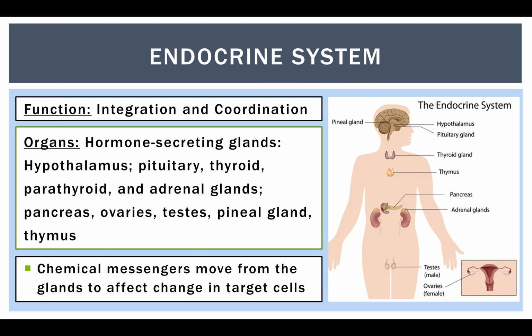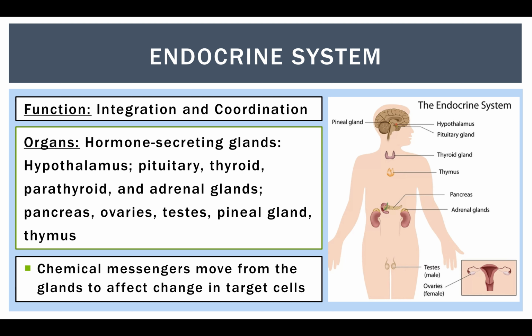The endocrine system also functions for integration and coordination. Its organs are all the hormone secreting glands. Some of these glands are listed here: the hypothalamus, the pituitary gland, the thyroid and parathyroid, the adrenal glands, the pancreas, the ovaries, the testes, the pineal gland, and the thymus. You'll see some of these organs are listed in both the endocrine system as well as another system. For example, the pancreas is also listed in the digestive system.